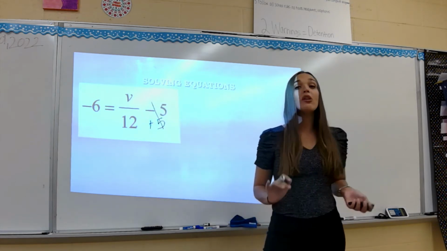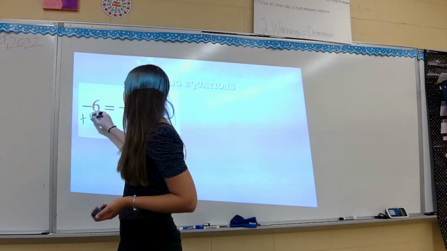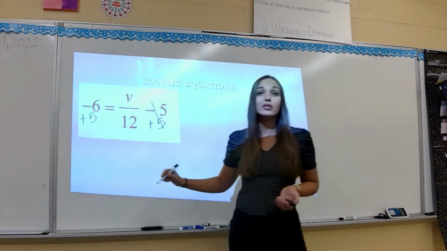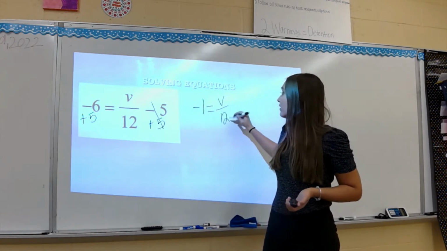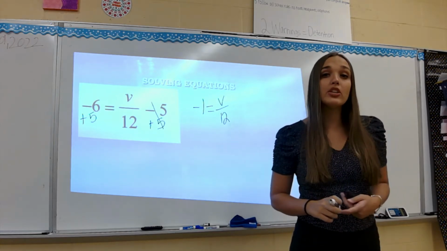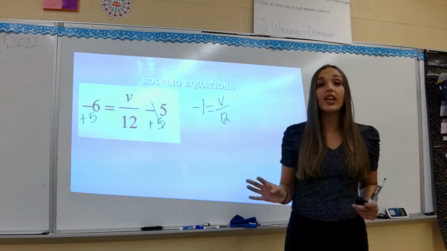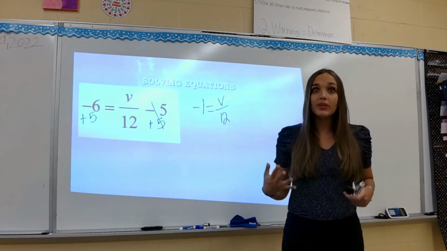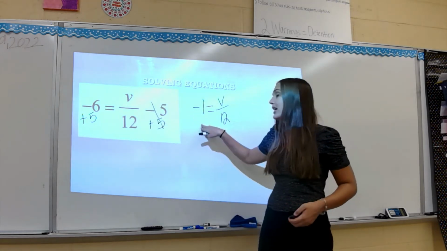It cancels it out. But if I'm adding 5 to this side, I have to add 5 to this side as well. So -6 plus 5 gives me -1 equals v divided by 12. And as you can see, knowing our information on integer operations is very important because if we do -6 plus 5 and get the wrong answer, we are going to mess up this whole problem. So I need to know that -6 plus 5 equals -1.